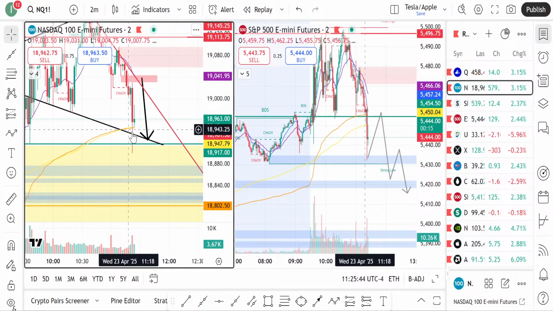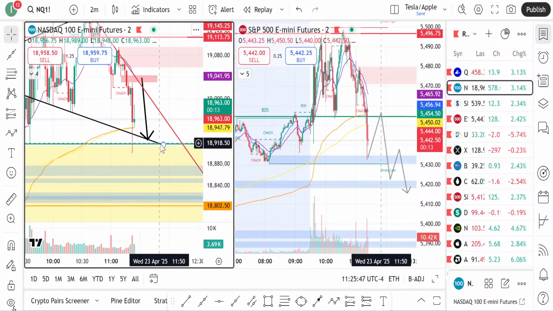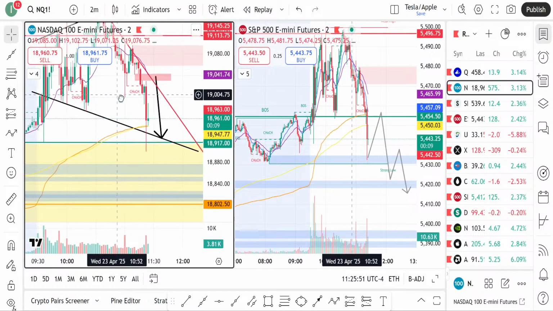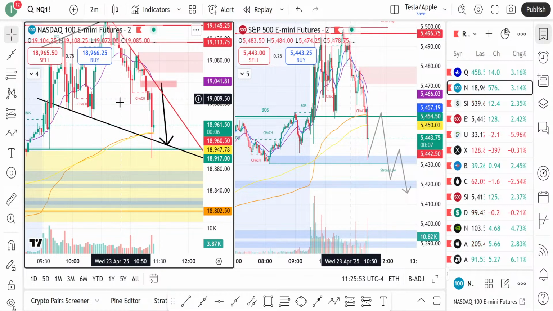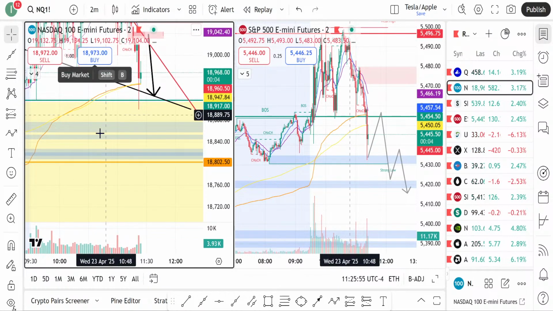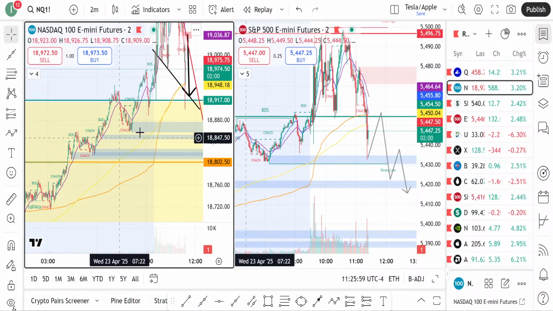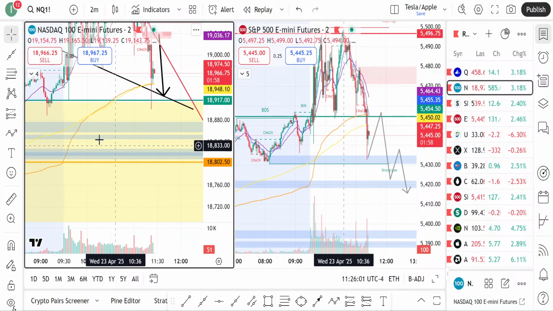Looking to see if we get a break below this trend line here. A break out of this range would be nice. And it should be smooth sailing down to these previous lows, overnight lows here at the bottom.